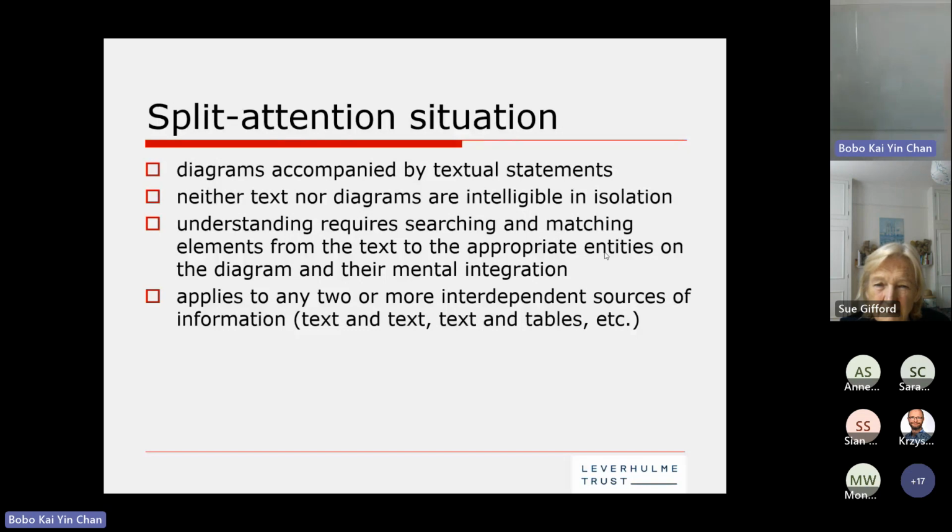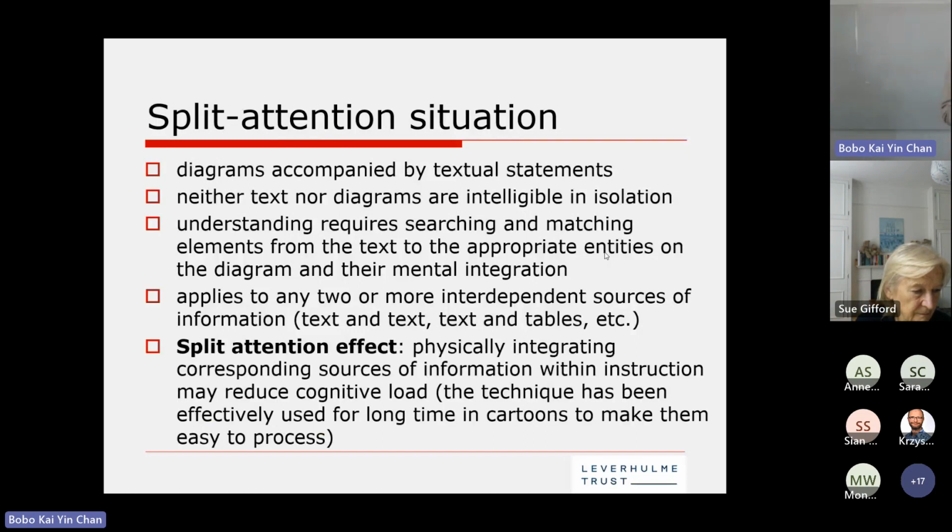that could be a source of split attention, and in this case, finding a way to integrate them, embed them, could potentially help. So we're talking about this split attention effect, where physically integrating those sources would potentially alleviate this extraneous cognitive load and improve learning. So a lot of studies have been done on this effect in different situations with different sources that show that actually it's working.